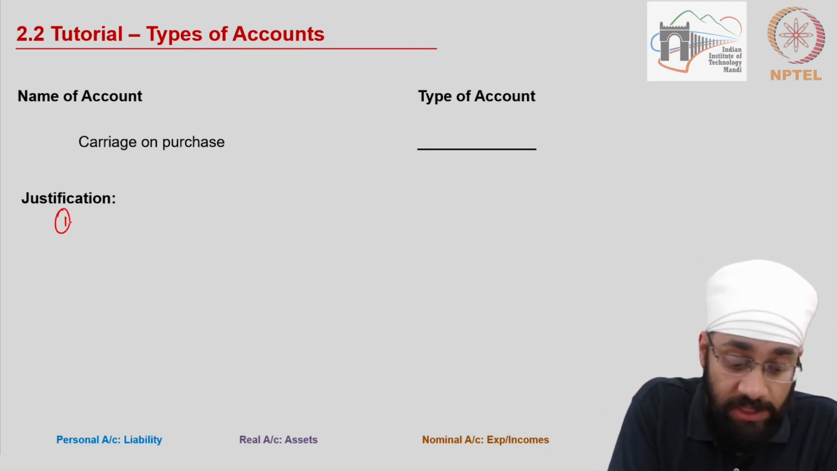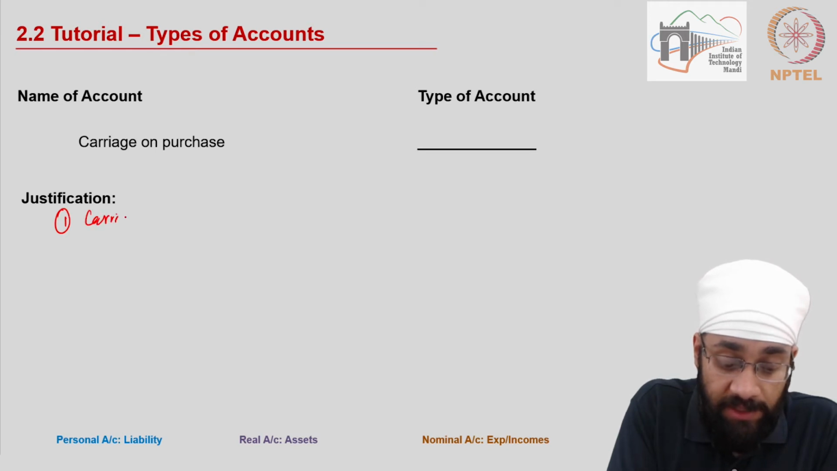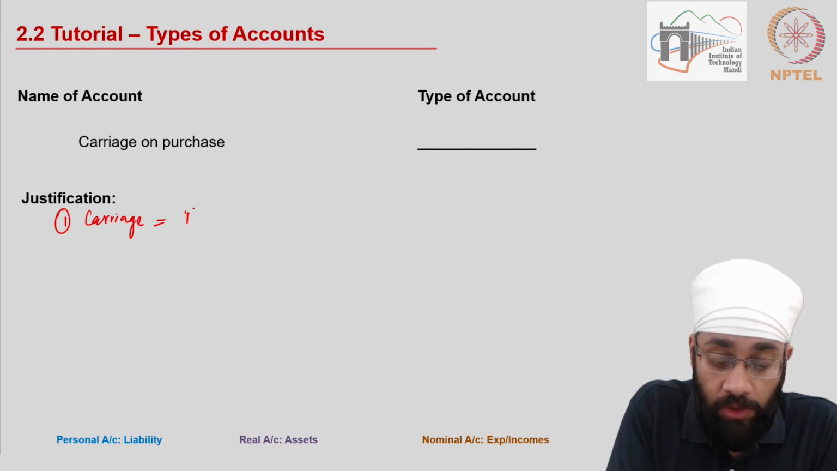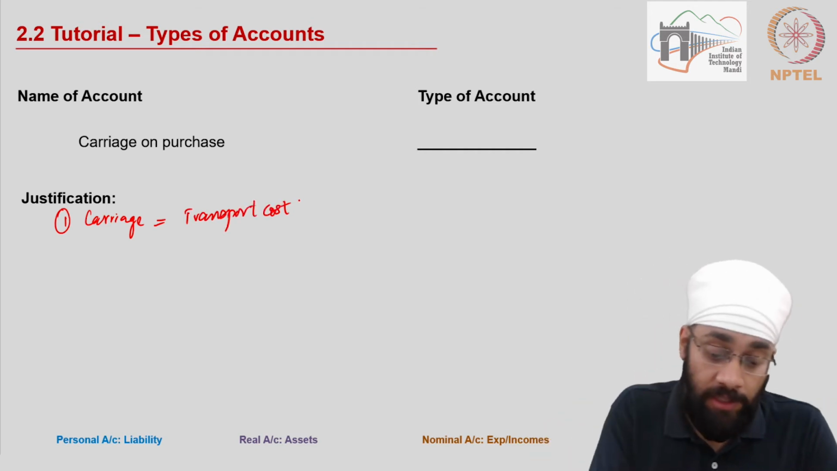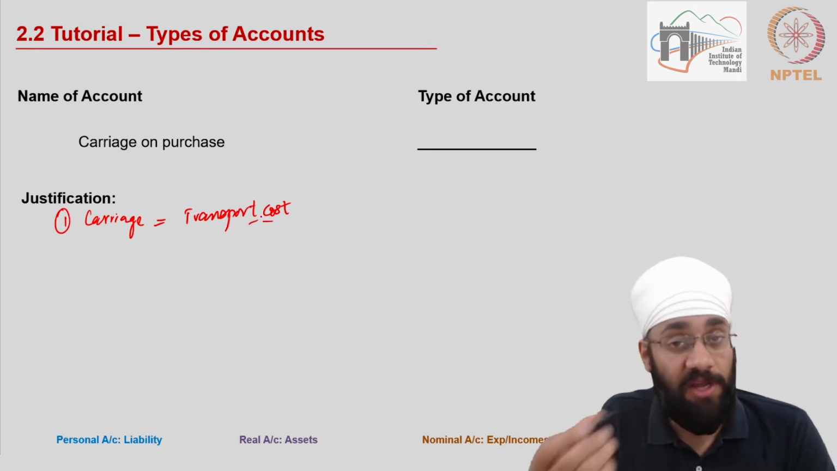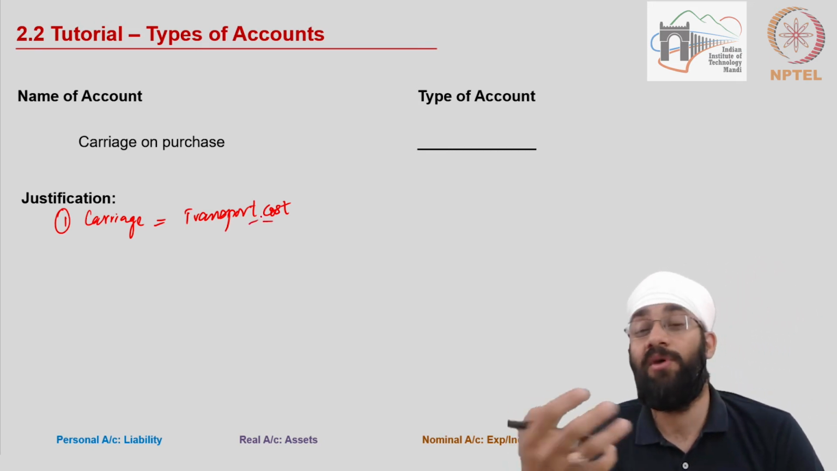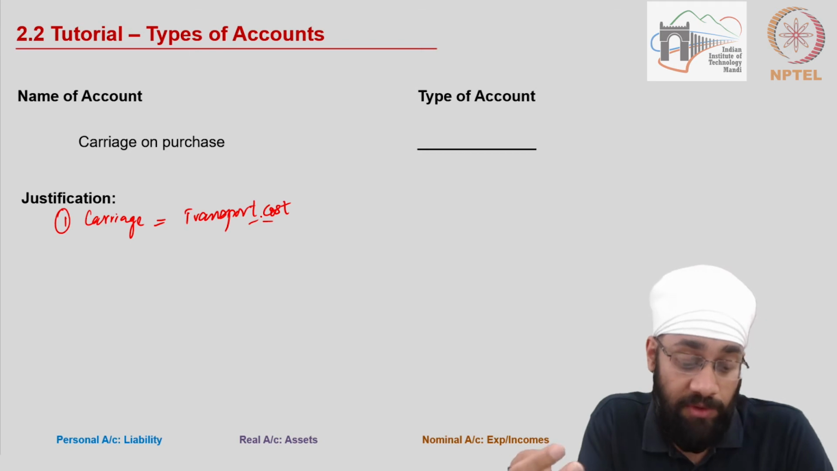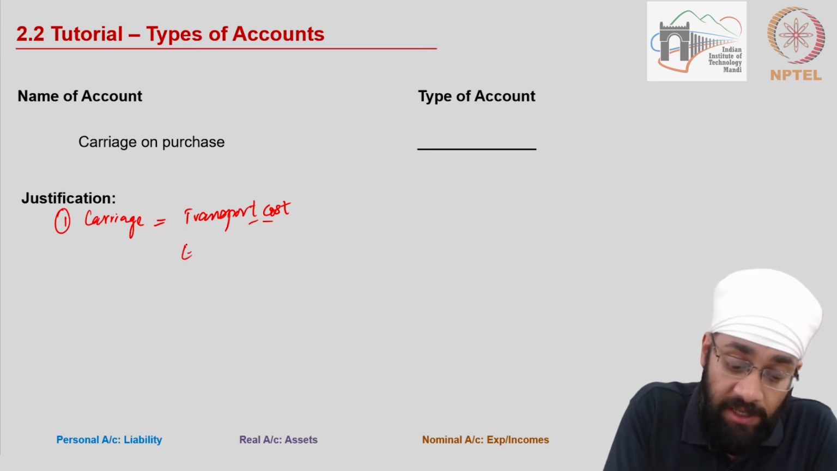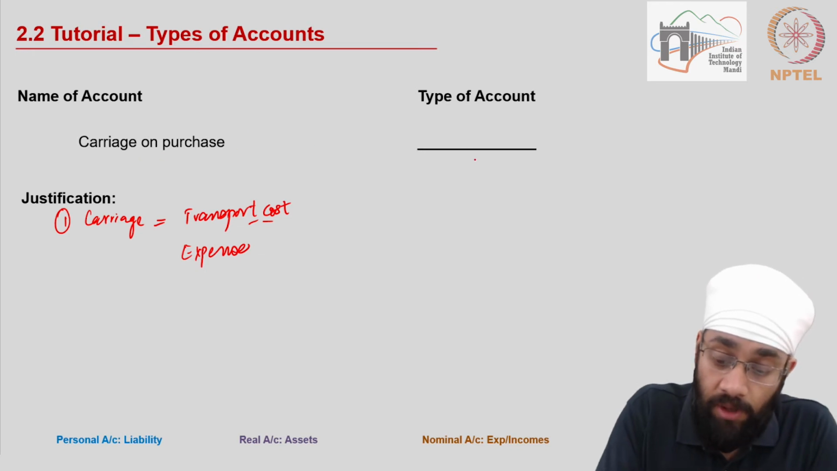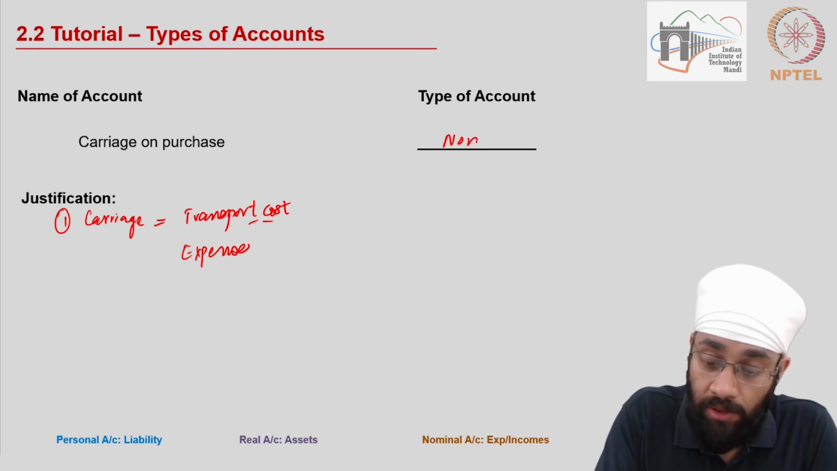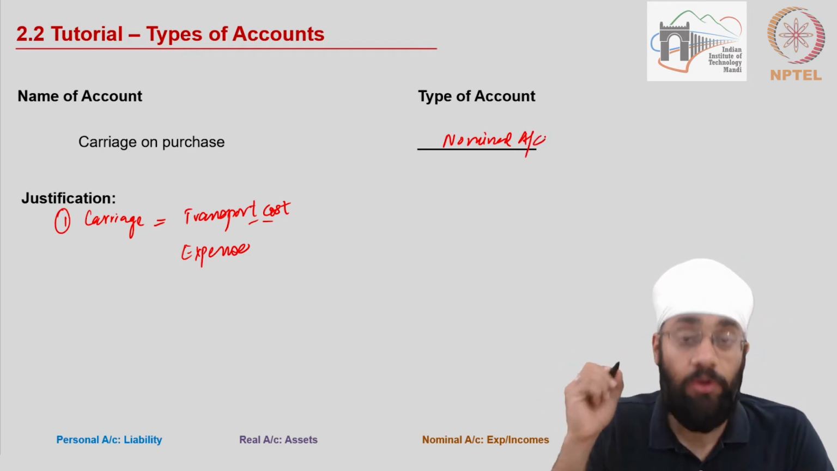Carriage on purchase, let me define carriage. Carriage is equal to transportation, transport expenses or cost. Okay, so clearly it's a cost. You are transporting goods that you purchase to your godown or to your factory or to retail outlets. It's clearly an expense item. All expenses are nominal account. There you go.